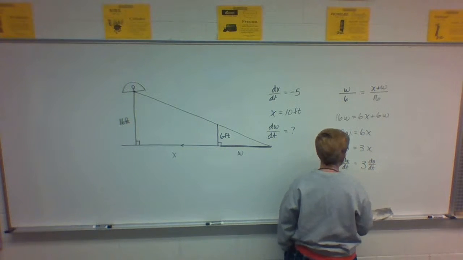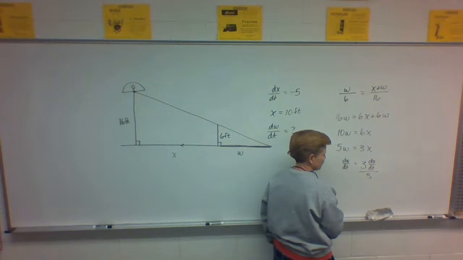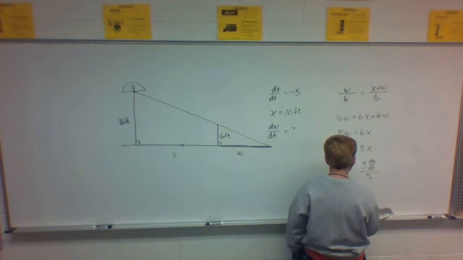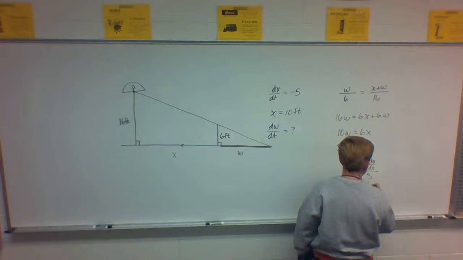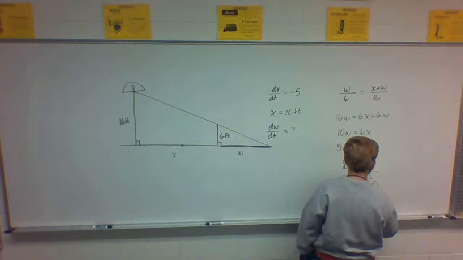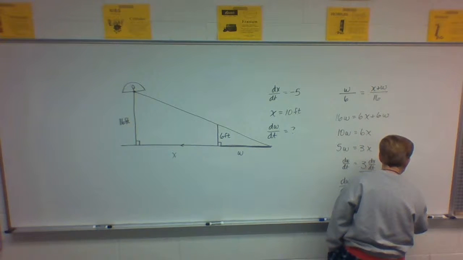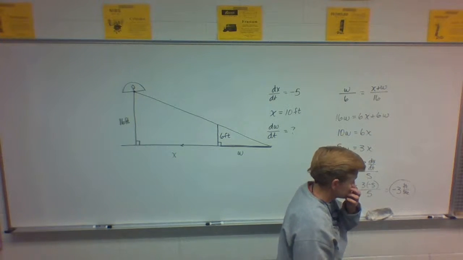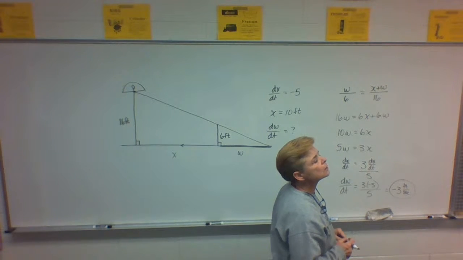And what do we want to know? dW/dt? Plug it in. dW/dt is equal to 3 times negative 5 over 5, which is -3. Negative 3 what? Feet. That's how his shadow is changing. His shadow is getting shorter by 3 feet every second that he walks.